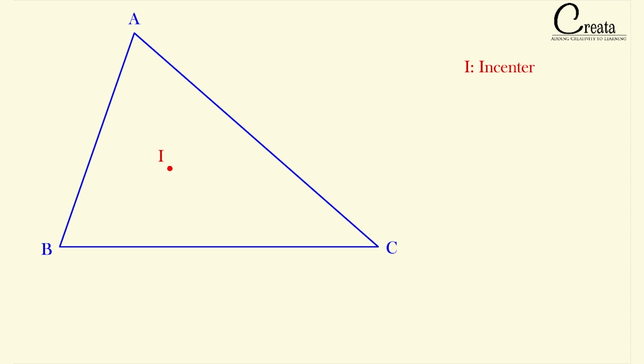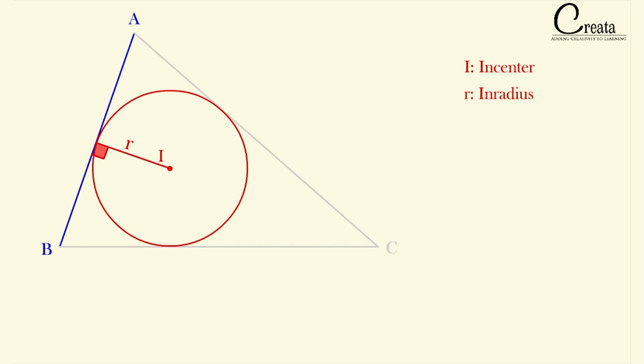From this point I, that is the incenter, we can form an incircle. This is the incircle with the radius as small r. And in the lecture of angle bisectors, we have seen that the radius makes an angle of 90 degrees with the sides of the triangle. These sides of the triangle act as a tangent to the circle. So the sides of the triangle and the radius make an angle of 90 degrees.